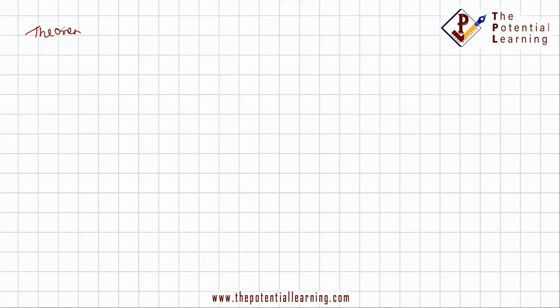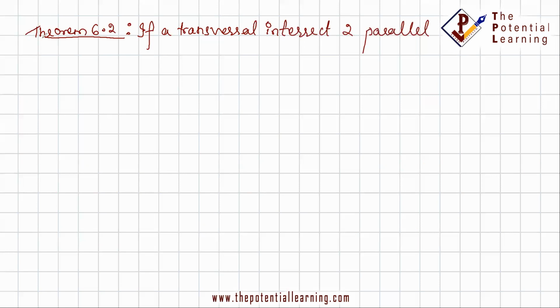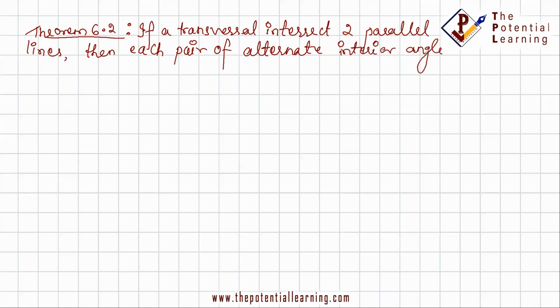So the theorem 6.2 states that we have to prove that if a transversal intersects two parallel lines, then each pair of alternate interior angles is equal. Okay, so what is given is, let's draw the figure first.